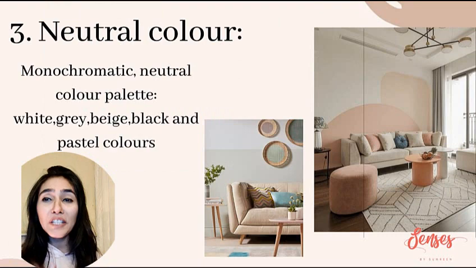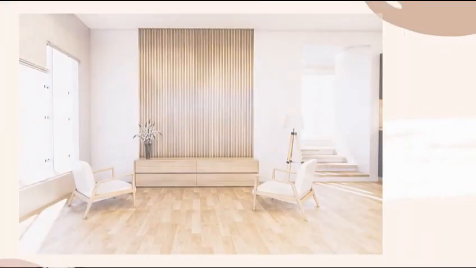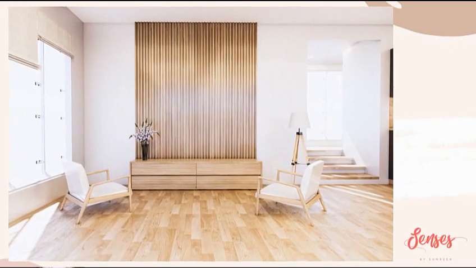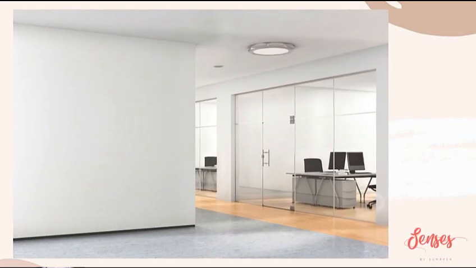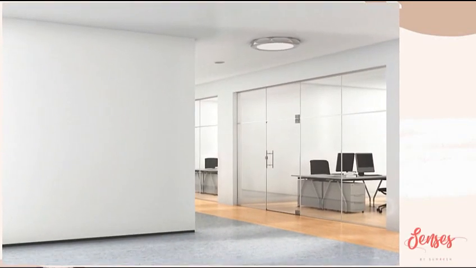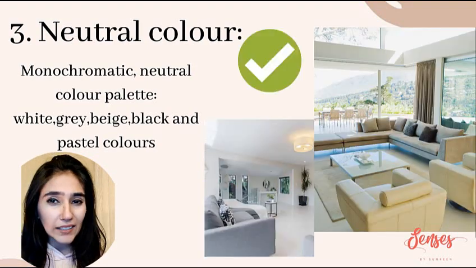Number 3 is neutral colors. You will see the modern home has neutral colors. You won't see a pop of yellow coming in. You won't see a pop of blue coming in. You won't see colors which are loud in this theme. The walls are very neutral. You will see beige, grey, white, creams. These are the shades which are prominent in this design, and these colors are actually timeless.